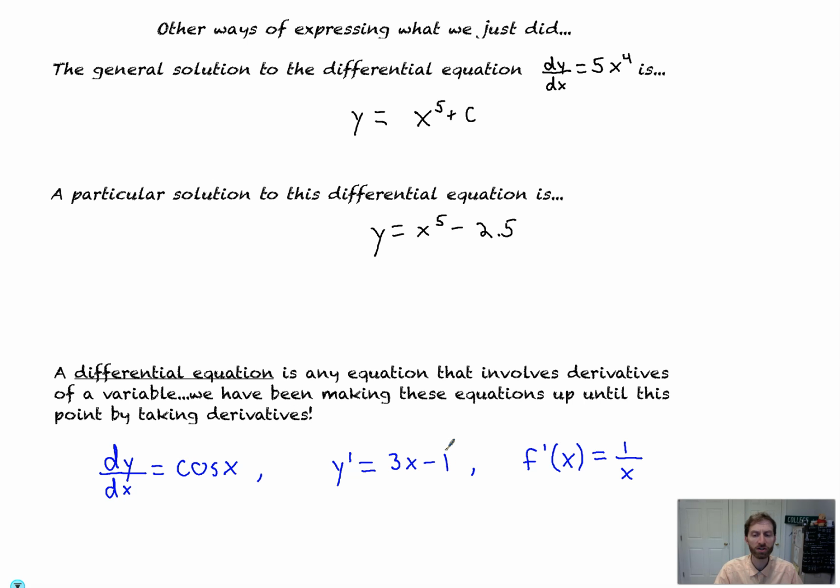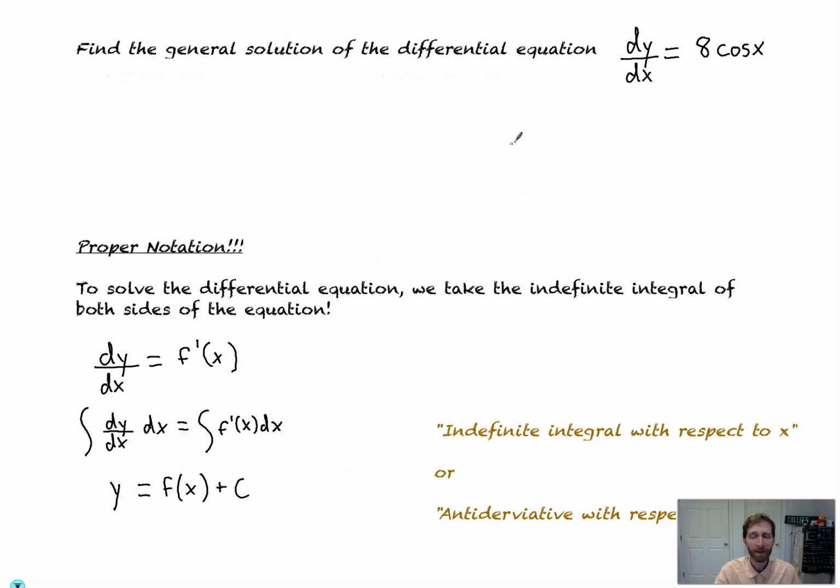These are all considered differential equations because there are derivatives in the equations. That's it. That's all a differential equation is, so don't make it all highfalutin and difficult on yourself. And this page, which I gave you a sneak peek to just a little bit ago, where it says find the general solution of the differential equation dy over dx equals 8 cosine x. What does that really mean?